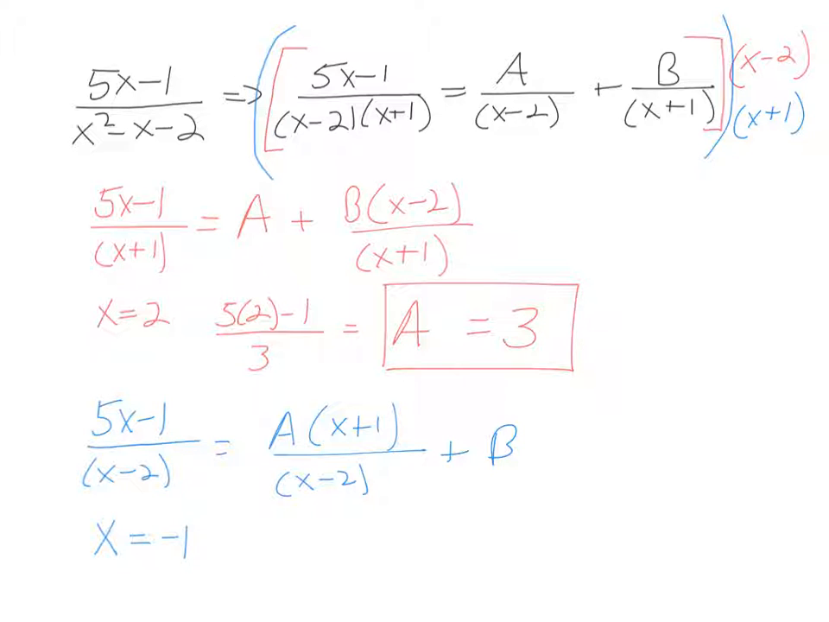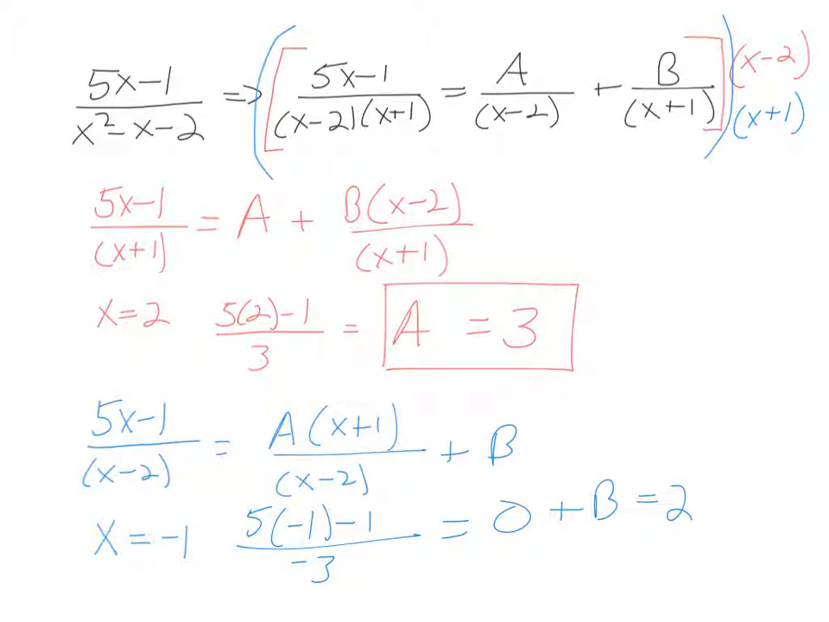That's more work than I actually need to do. So I'm going to go ahead and solve this for when x equals negative 1, and I'm going to get 5 times negative 1 minus 1 all over negative 3 equals 0, plus b. So b is going to equal negative 6 divided by negative 3. b is going to equal 2.